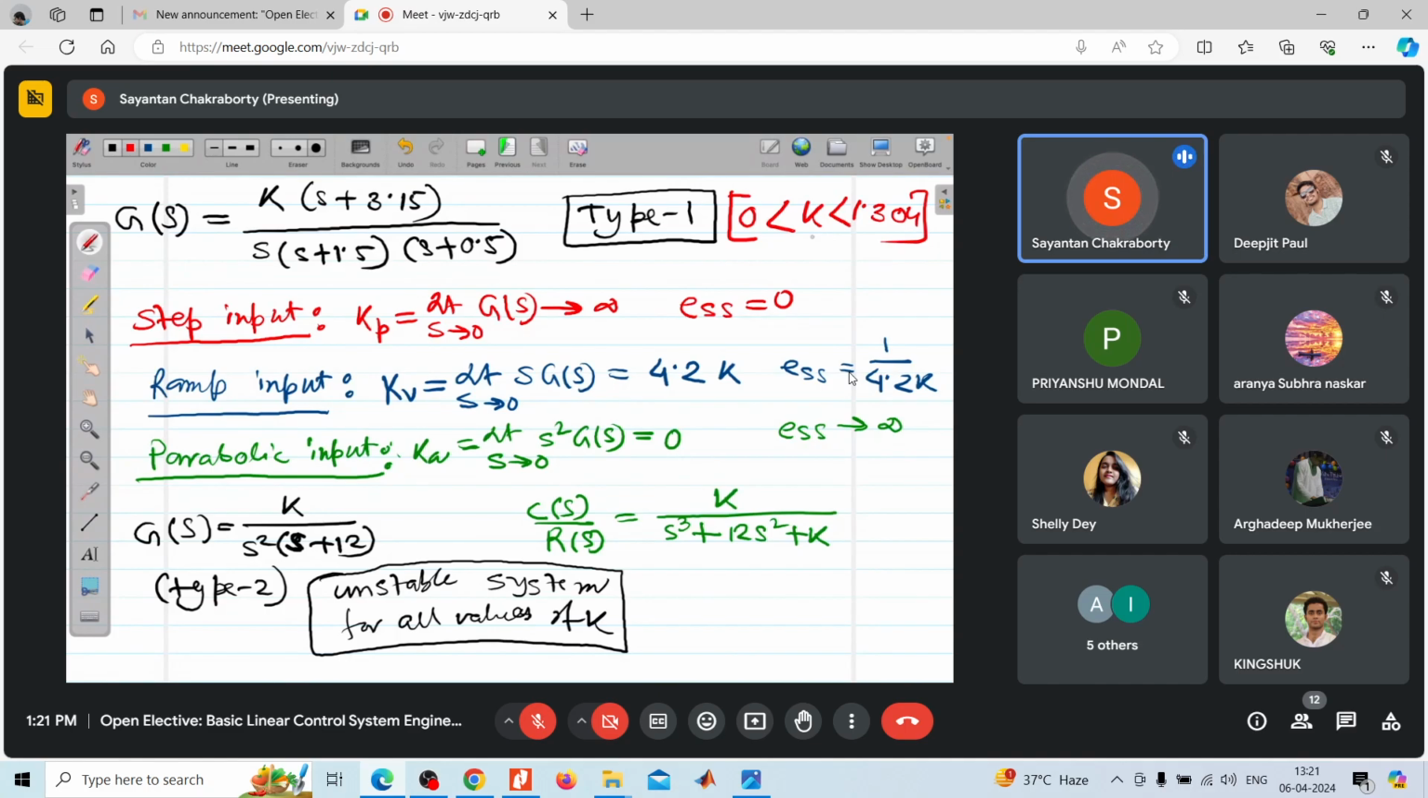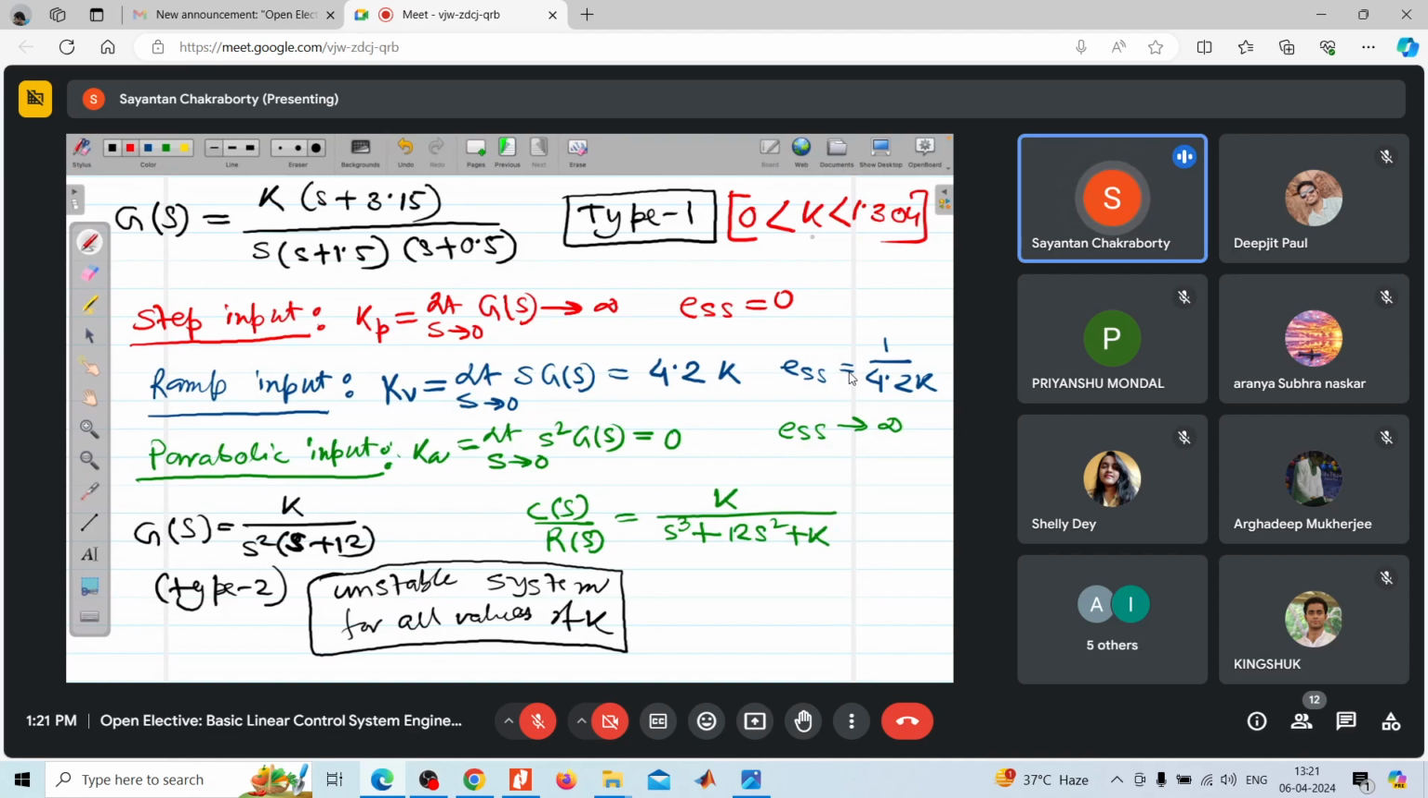Now, how am I inferring that? If you calculate the value of the closed loop poles for different values of k, you will find that only between these values of k will they remain in the left half plane. For any value outside this range, one or more poles will move over to the right half plane, making the system unstable.